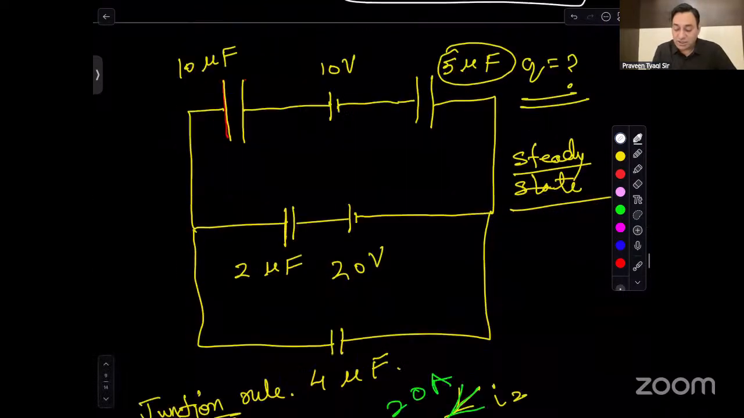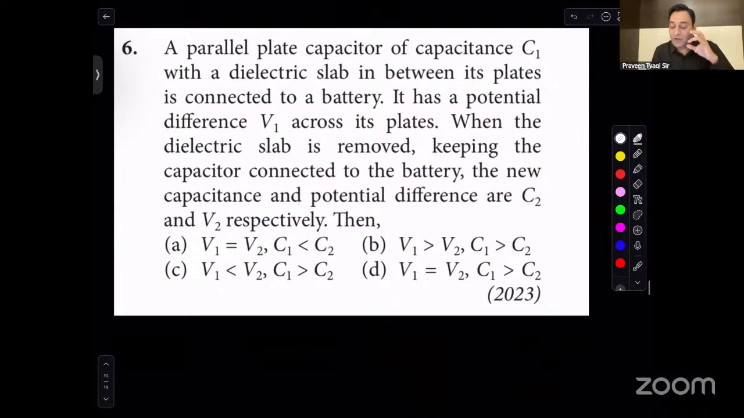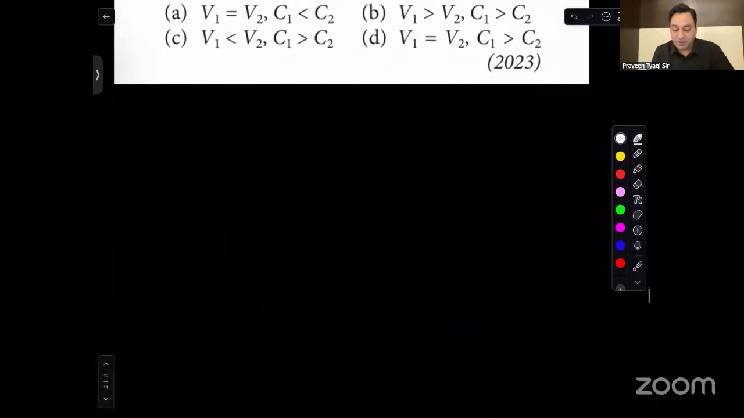Now, the junction rule for the conservation of charge for plates, for capacitors, should also be understood properly. Please pay attention here.